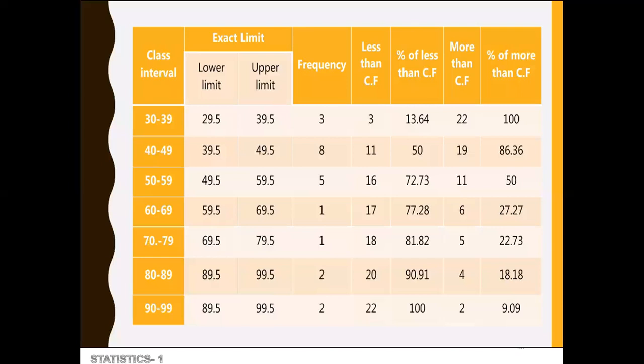So when you take the overall total and convert it into percentage, the less than cumulative frequency with the 3 comes to 13.64, 11 comes to 50. So it goes on like this. Whereas in more than cumulative frequency, you're going to start with 100 and go to the lower value. In less than cumulative frequency, we're going to start with the lower percentage and end with 100. So that is a difference. In less than cumulative frequency, we start with the lower percentage and end at 100. In more than cumulative frequency, we start with 100 and end with the lower percentage.